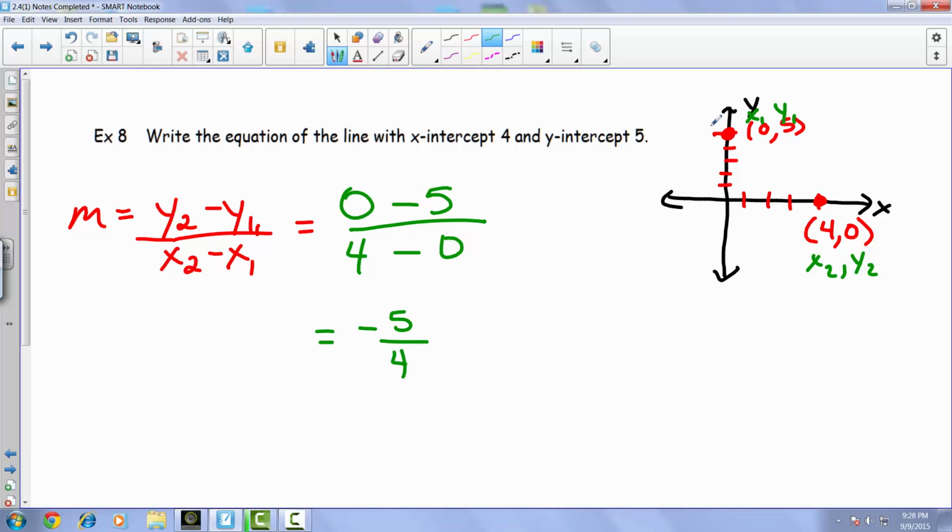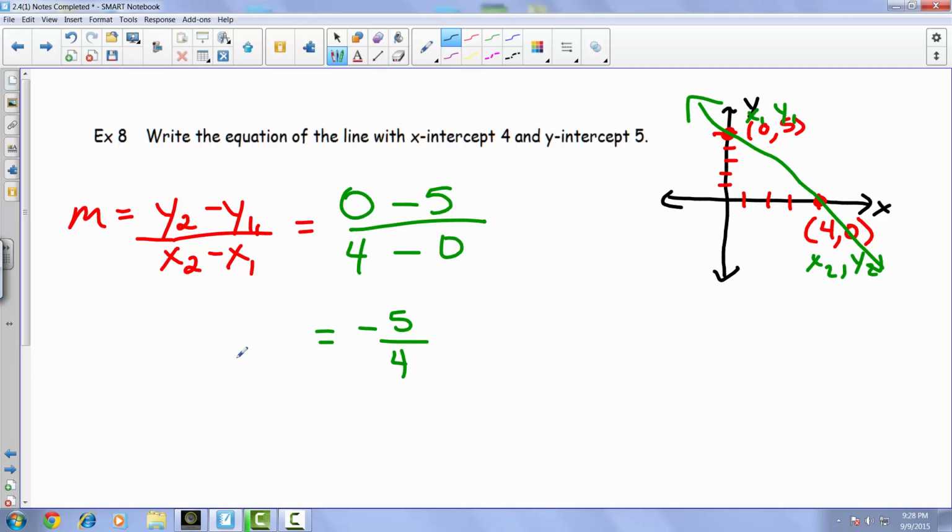And that even kind of just makes sense from our graph. We can see our slope is negative, it's going downwards. Pretty bad line, but imagine that this is a straight line. Now, we have our slope, and that's great, but we're trying to write the equation of the line that satisfies this condition where it's passing through those 2 points with this slope.